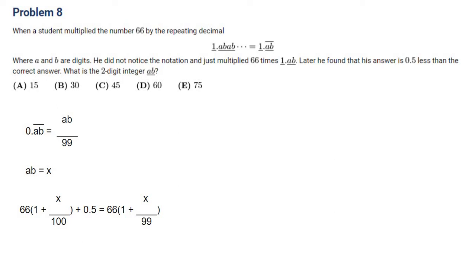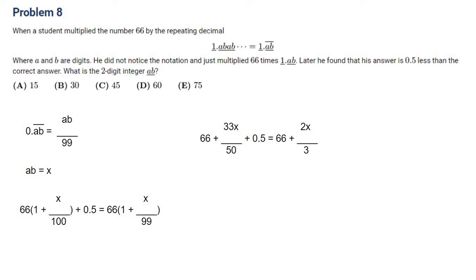And since that answer is 0.5, the student's answer is 0.5 less than the correct answer. That means we have to add 0.5 to the student's answer in order to make it equal to the other side, which is going to be the correct notation, where we add the bar notation. Here we can say 66 times 1 plus X over 99 is going to be the correct answer, which he was supposed to find.